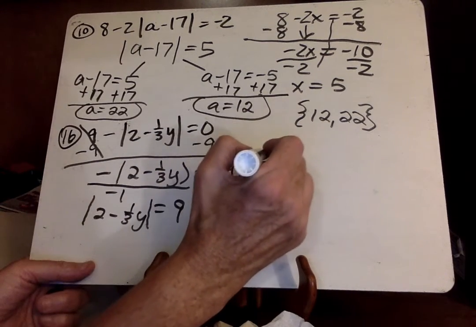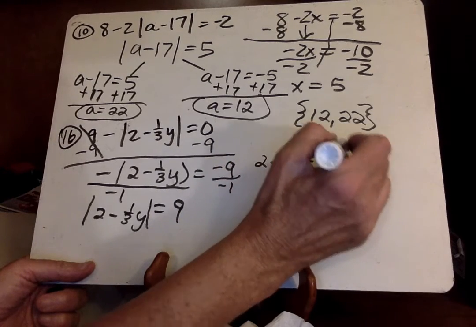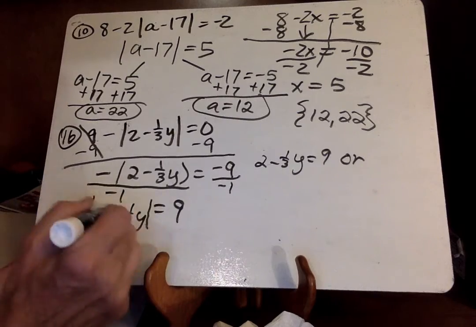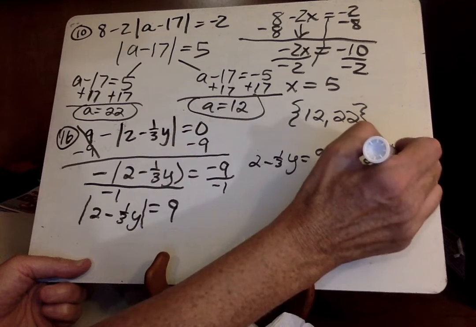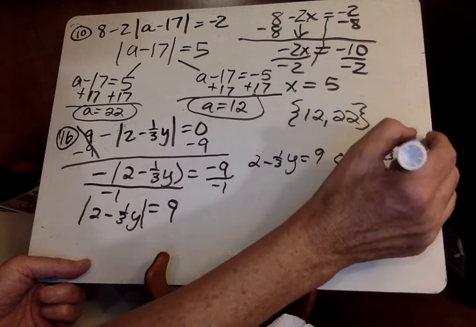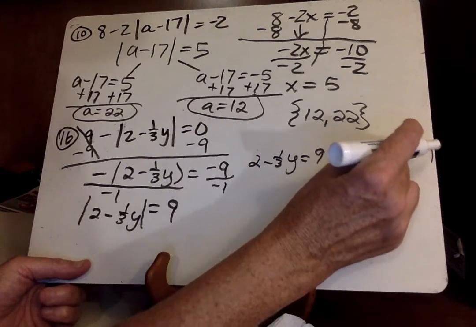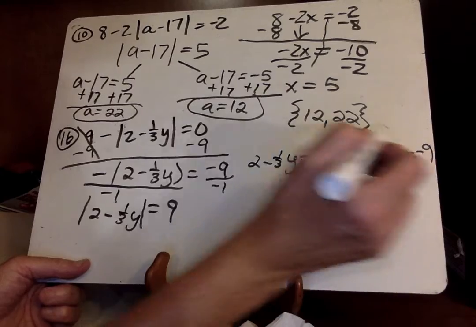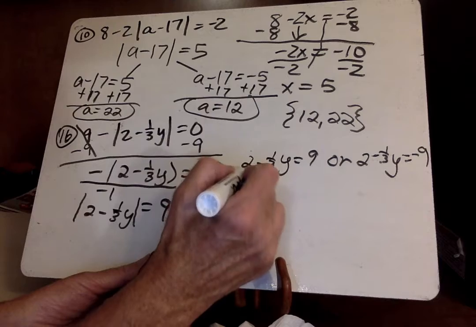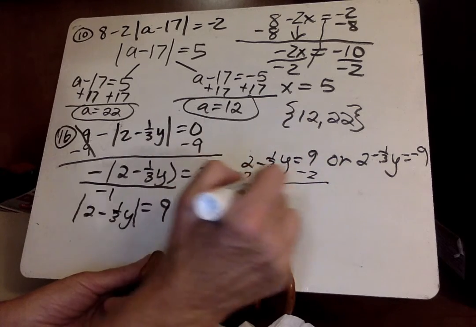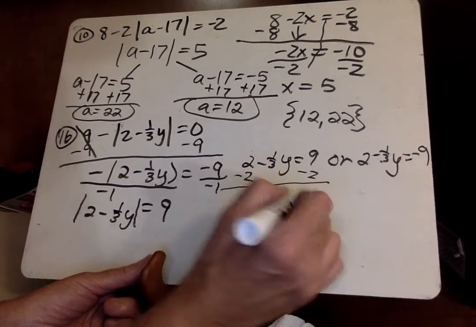Now we can split it up into two different equations because our absolute value is all by itself. So I said 2 minus 1/3 y equals 9. Or, because you write it exactly like it is, or 2 minus 1/3 y equals negative 9. And that's not beautifully written, so you'll just have to pardon my writing. Okay, so we're going to solve the first one. We're going to minus 2, minus 2. And then we get negative 1/3 y equals 7.